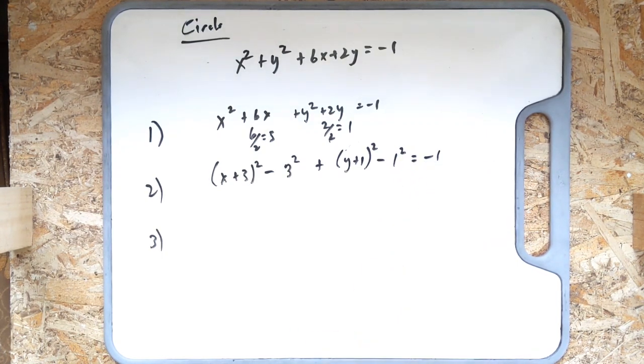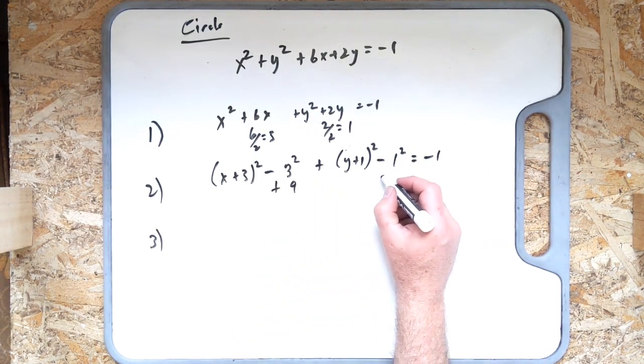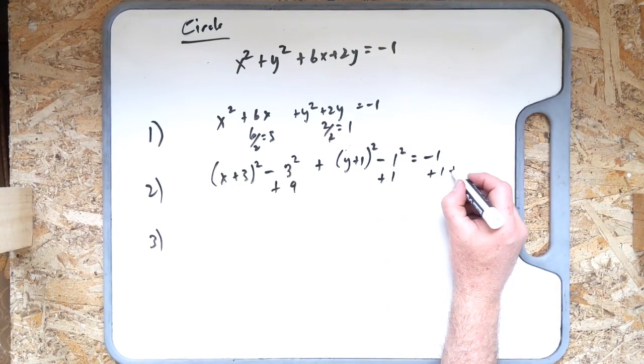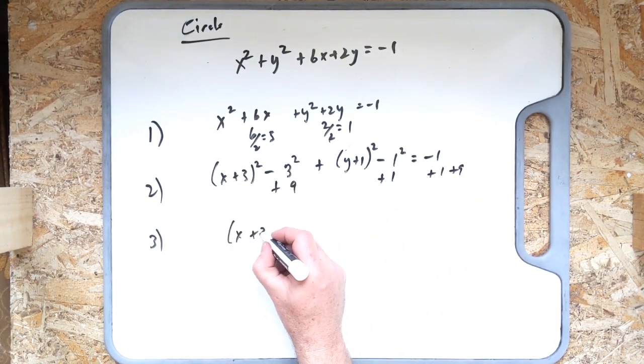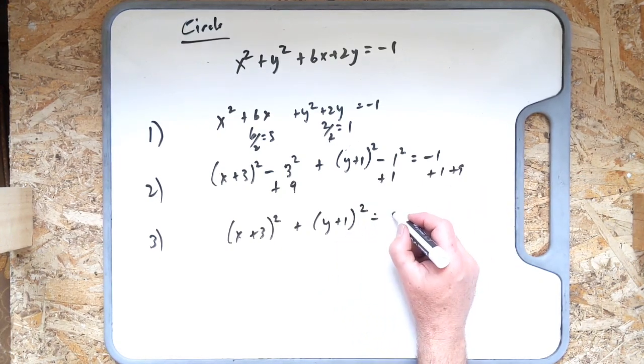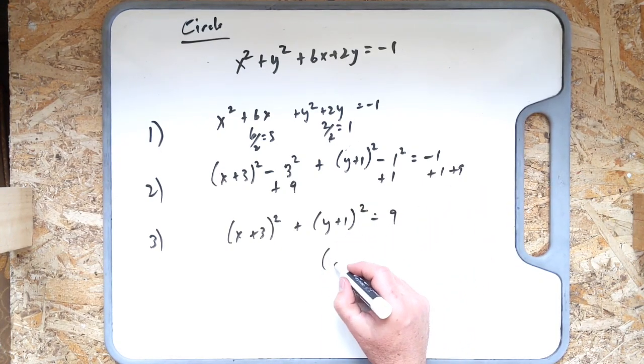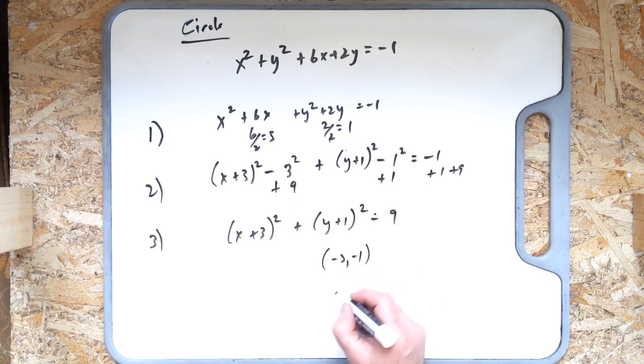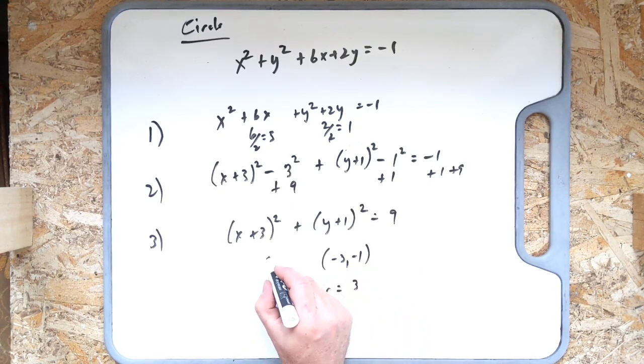That equals negative 1. Add a 9 there, add 1 there, add 1 and add 9. And you get x plus 3 squared plus y plus 1 squared equals 9. So my center is negative 3, negative 1, and my radius is 3. Hopefully you got that. Okay, a couple in slightly different form again.